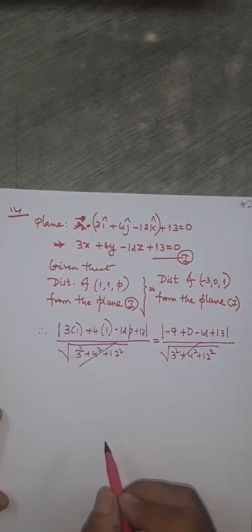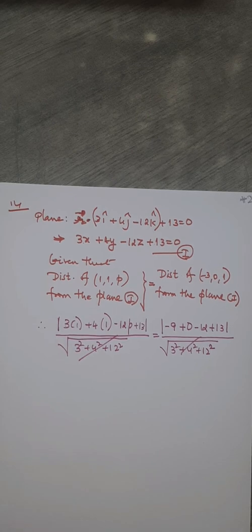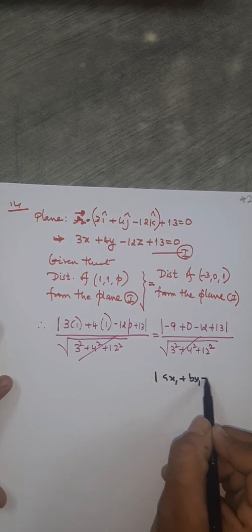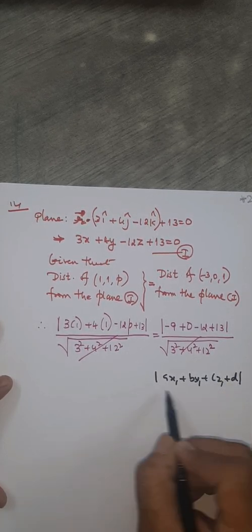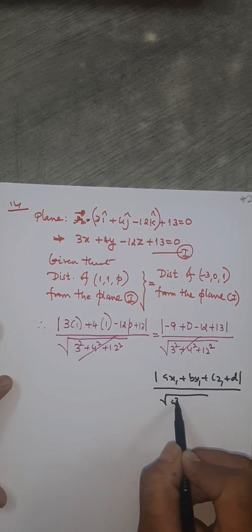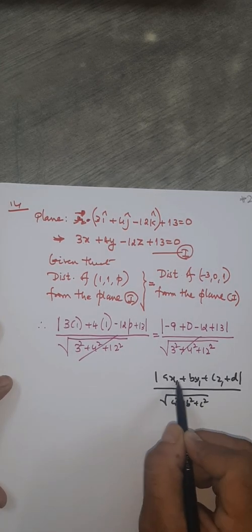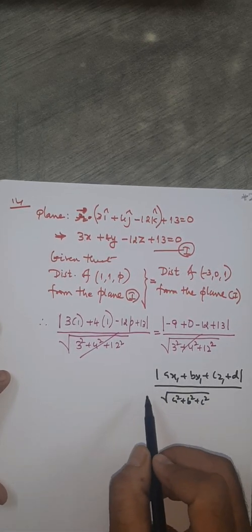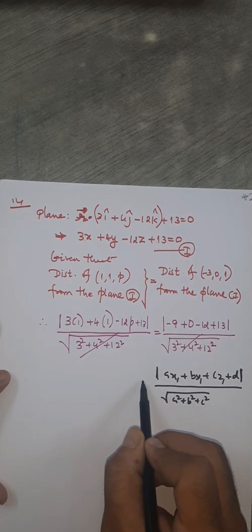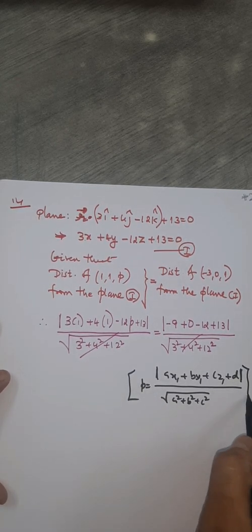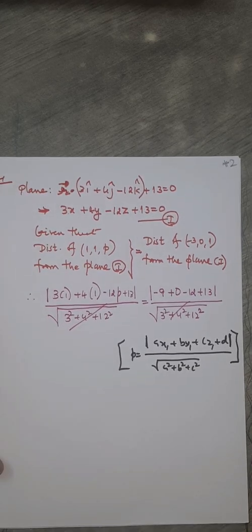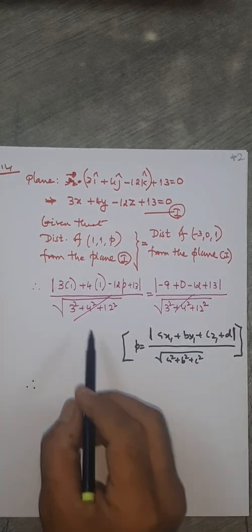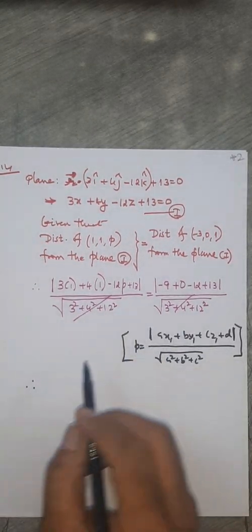Which formula have I used? I'll mention it to remind you. I've used this formula, if you remember: modulus of ax1 plus by1 plus cz1 plus d upon under root a square plus b square plus c square. This is the distance of the point x1, y1, z1 from the given plane ax plus by plus cz plus d. Right? This is what I've used twice here. Now let's simplify this. This will get cancelled.